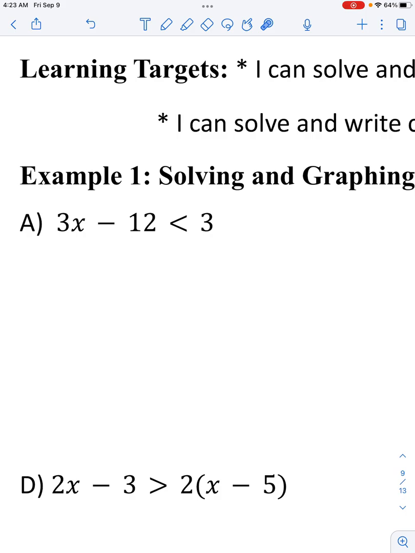possible value that can make it true, it's going to be a whole range of values. Like here, we're looking for 3 times something minus 12 to be anything as long as it's less than 3. There are a lot of numbers that would make that true, but we're going to narrow it down to specifically which range of numbers. That's the idea behind inequalities: we're looking at a range of solutions, not just single solutions.